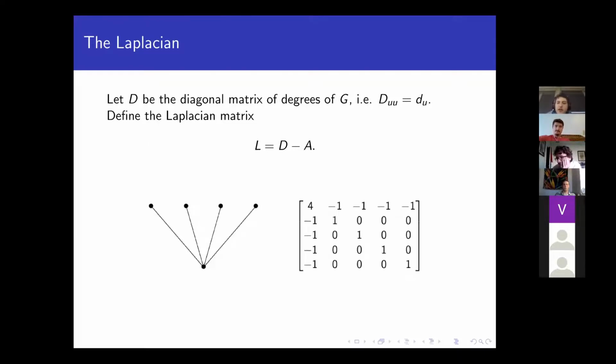Just as a concrete example, if this is our graph here, then our diagonal entries are going to be the degrees of each of these vertices. So for example, 4 for vertex 1 and 1 for everything else.